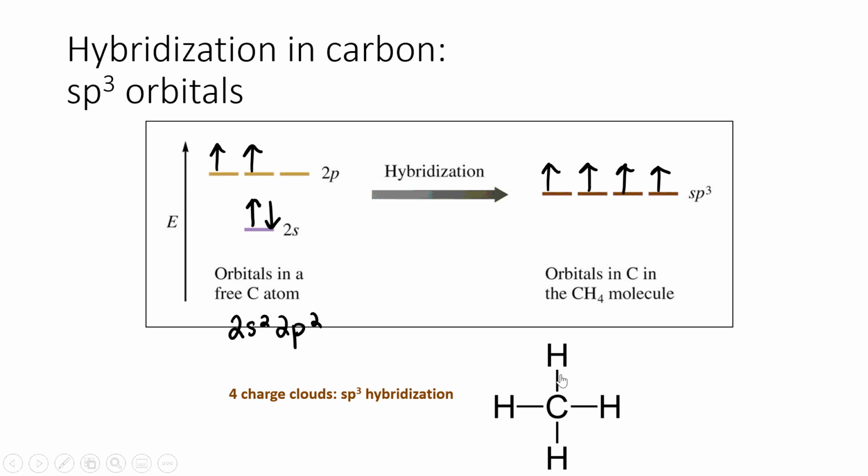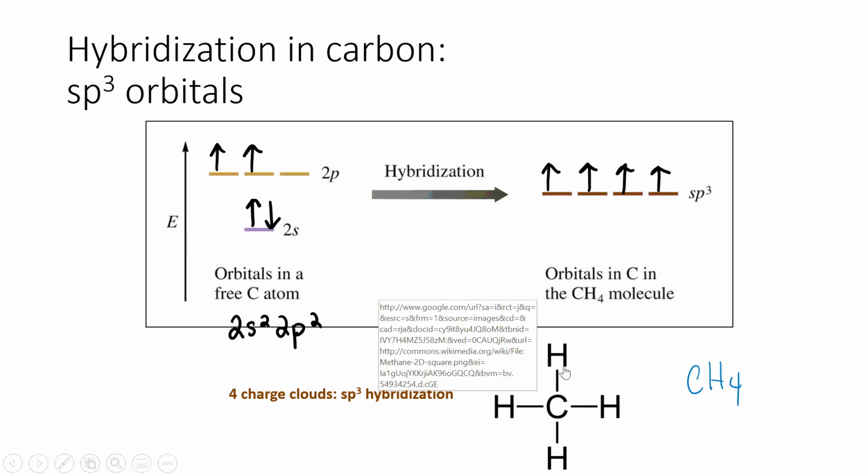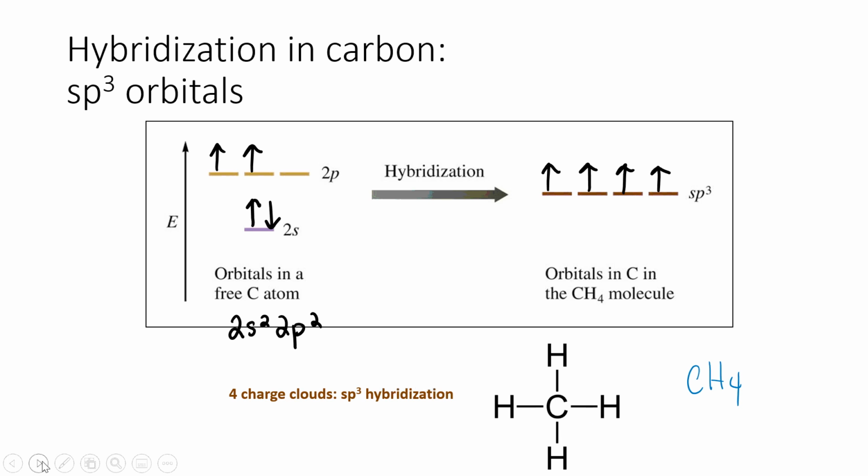So for example, in the molecule methane, CH4, it's got 4 charge clouds around it. So that means it's going to hybridize 4 orbitals, and it's going to make these 4 sp3 hybrid orbitals. And there's going to be 1 unpaired electron in each of these orbitals. That's what's going to allow this carbon to make 4 bonds. Notice how all these bonds are single bonds, and we know single bonds are going to be sigma bonds.